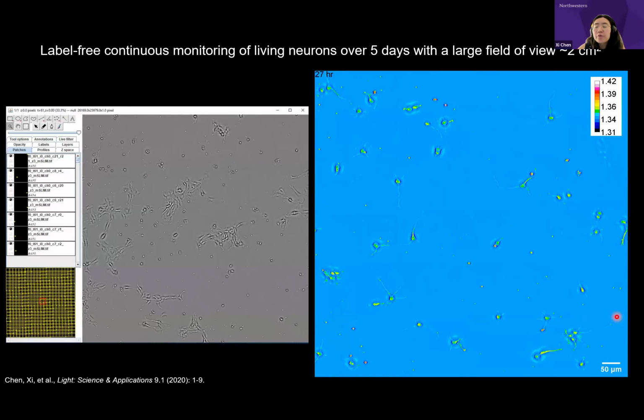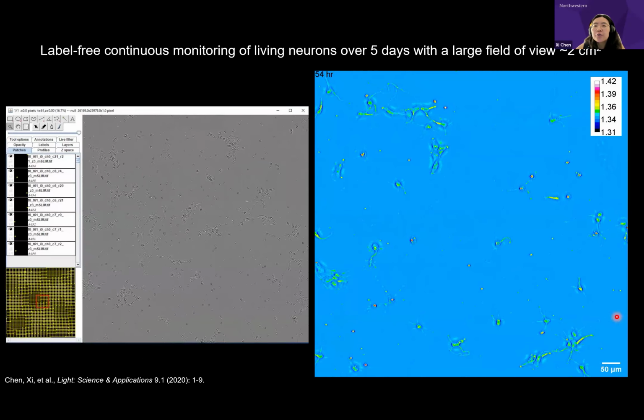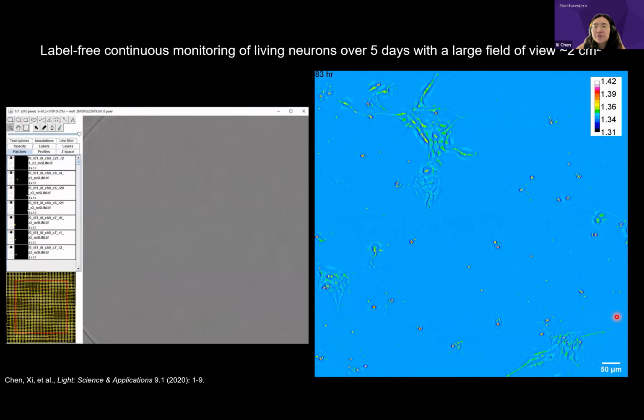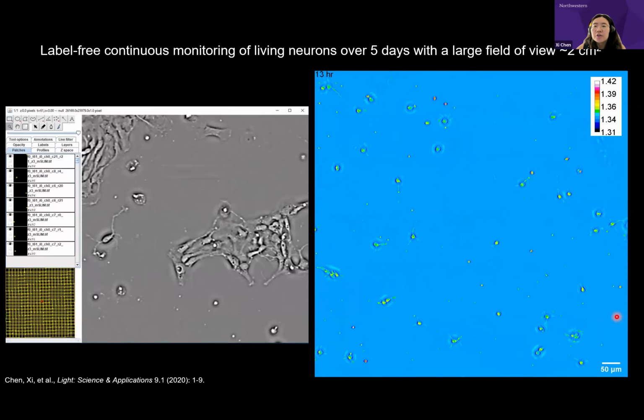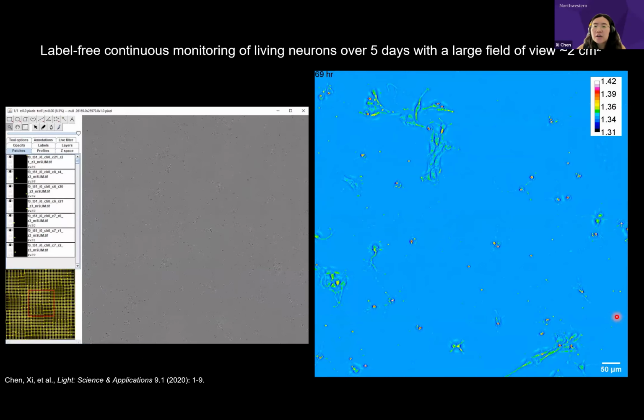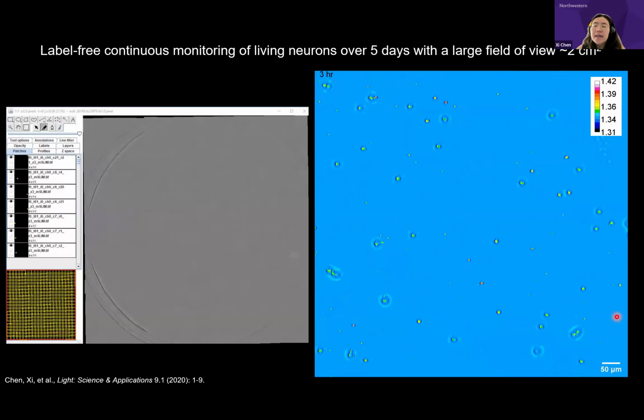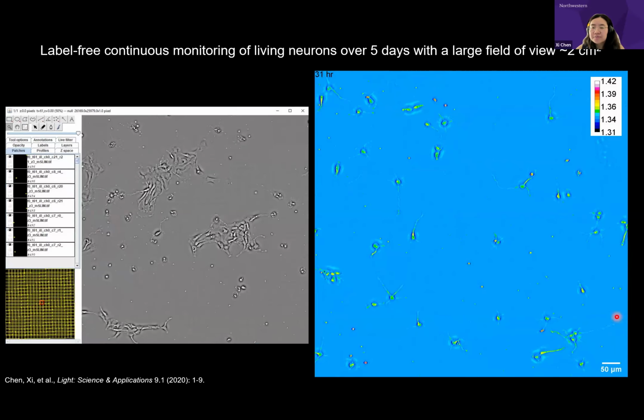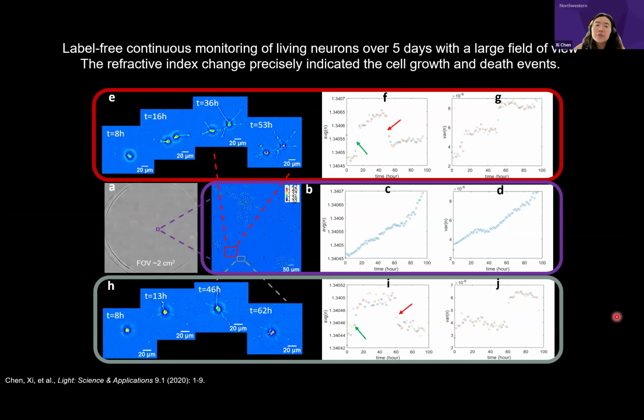Because this is a label-free method, you only need a minimal level of power to image living cells. We keep the light below 5 milliwatts and image over 5 days. The cells are happy, and you can image long-term and do longitudinal studies on live cells. Another benefit of this quantitative refractive index mark is that you can see cell growth and cell death. You can also measure the growth rate and other properties of the cells over a long period of time.